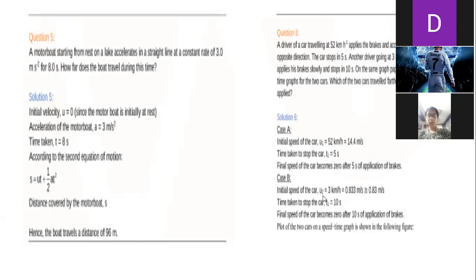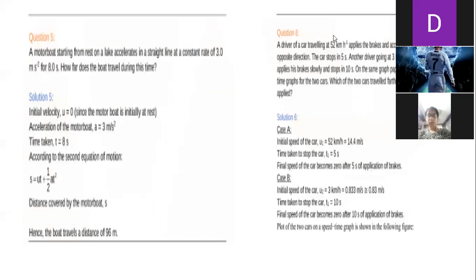Again, you have 3 km per hour. What you're doing, just observe. 3 into 5 by 18 gives you 0.83 meter per second. Time taken to stop the car is 10 seconds. Final speed of the car becomes 0 after applying the brakes. So there were two different cases you have observed.